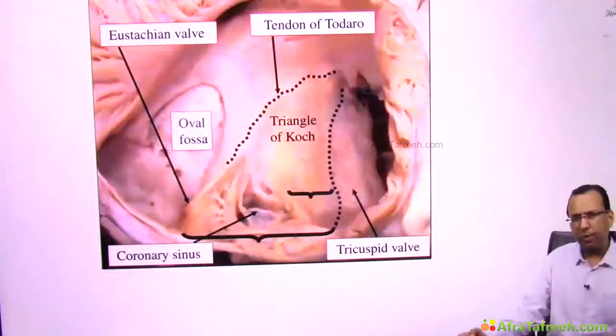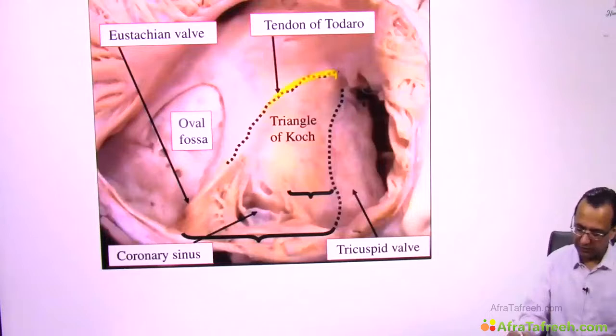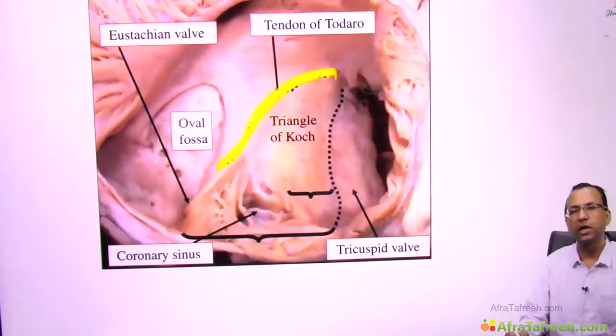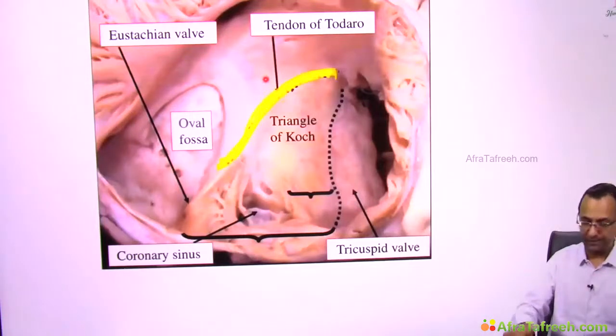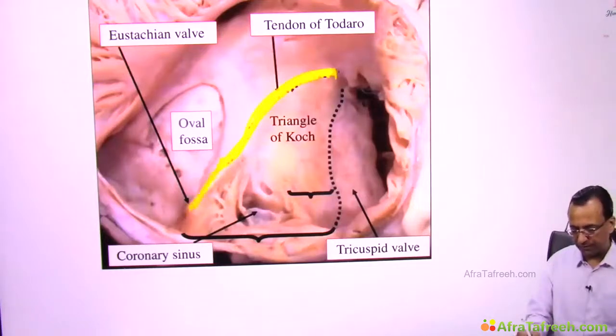If you have opened up the heart in a dissected specimen, then you can again see this is the tendon of Todaro. It is actually some collagen fibers which are subendocardial. Means there's endocardium covering the interior of the heart, and it is below the endocardium. Yes, it is subendocardial collagen fibers. And where is it going? Actually, it is forming one of the boundaries, and then you will see this is the opening of the coronary sinus.